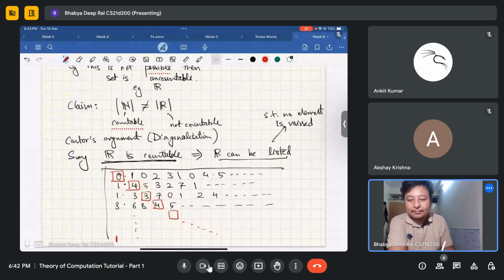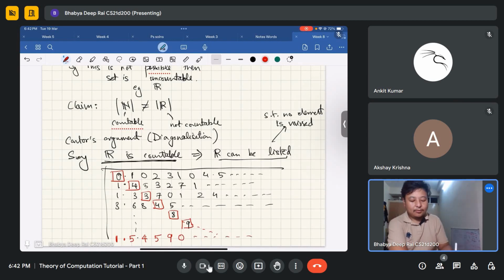He added 1 to it. Okay, 0 becomes 1, 4 becomes 5, 3 becomes 4, 4 becomes 5, and let's say here there was 8, then 8 became 9, and if there is a 9, then make it 0, and so on. 1.54590 and so on. This number will not appear in the list.